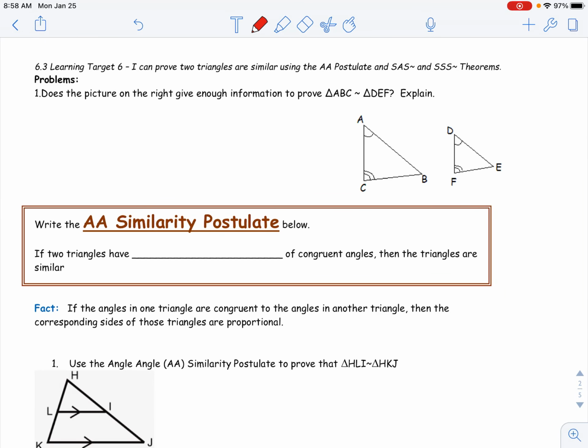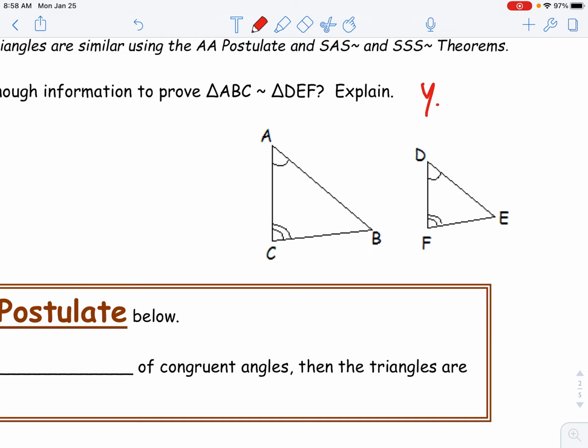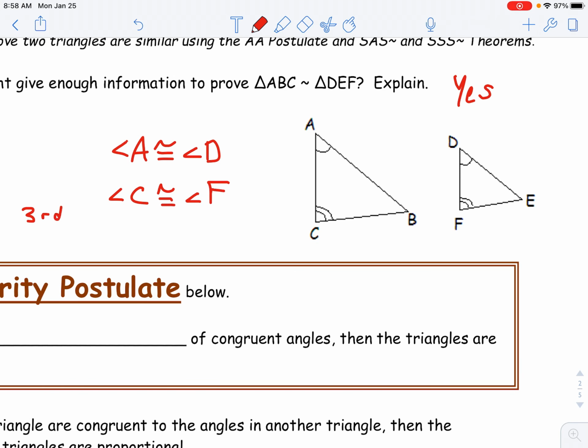All right, using what we just talked about, does the picture on the right have enough information to prove that triangle ABC is similar to triangle DEF? And the answer is yes. Why? Angle A is congruent to angle D. Angle C is congruent to angle F. And then we use the third angles theorem.